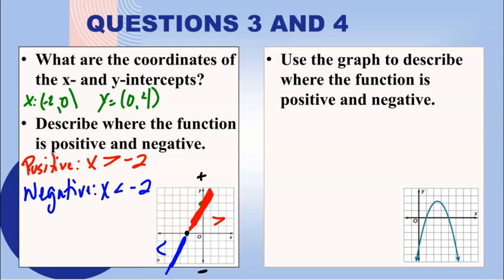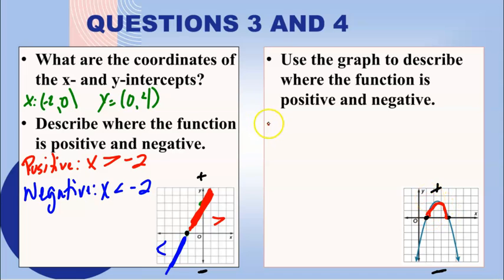Question 4 says use the graph to describe where the function is positive and negative. Again, we're going to identify our x-intercepts, which is at 1 and at 4. And it's positive when it's above the x-axis, and it's negative when it's below the x-axis. So it's positive from 1 to 4.